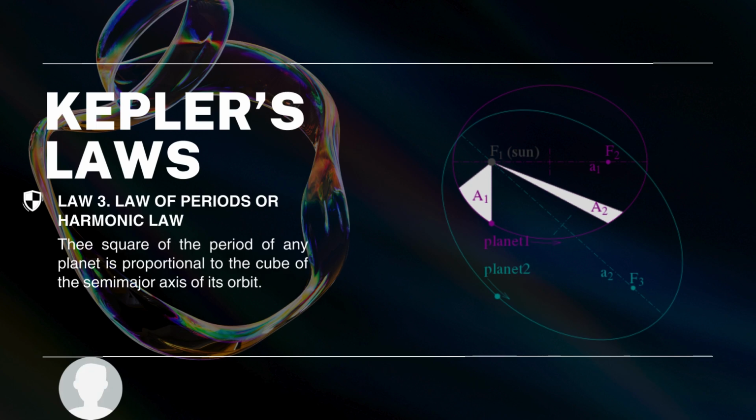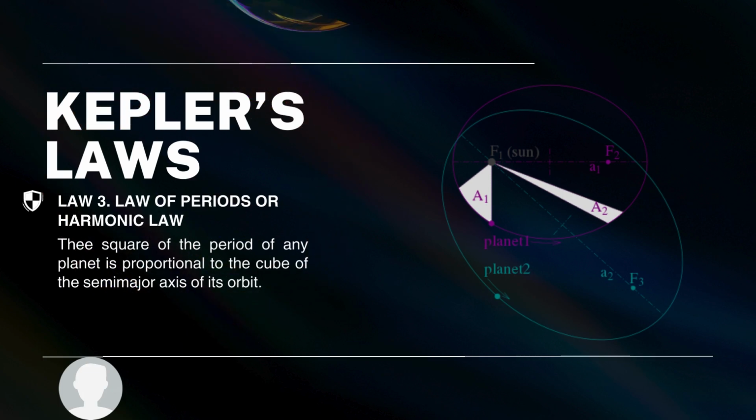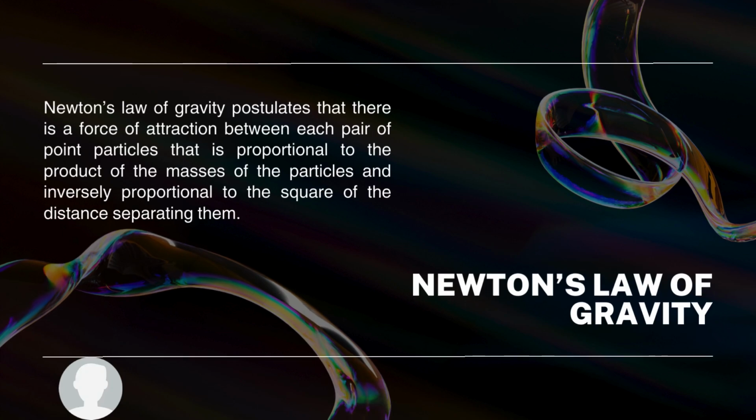So let's talk about the third of Kepler's laws, called the law of periods or harmonic law. The square of the period of any planet is proportional to the cube of the semi-major axis of its orbit. The square of the period of revolution T of a planet around the Sun is proportional to the cube of the semi-major axis r of the ellipse. So that's all for the first topic, Kepler's laws.